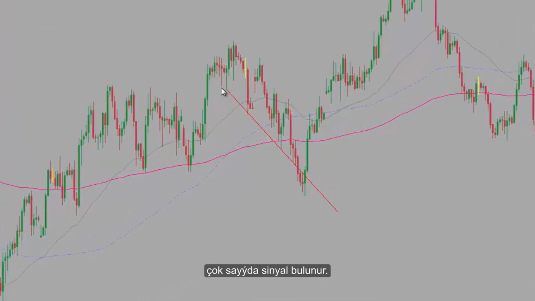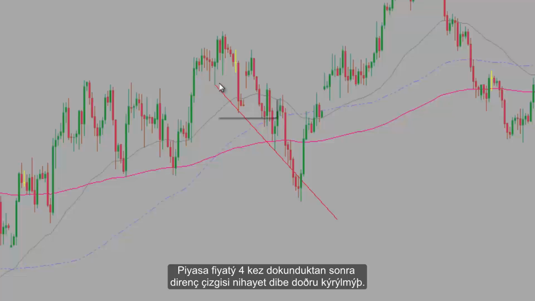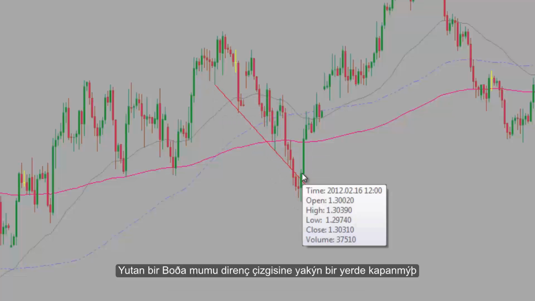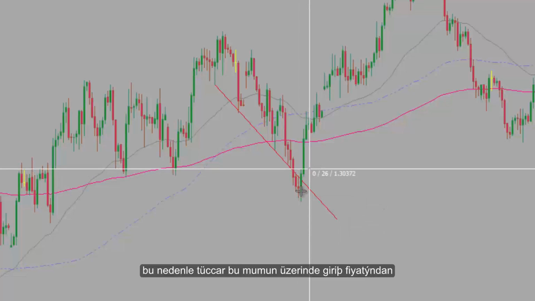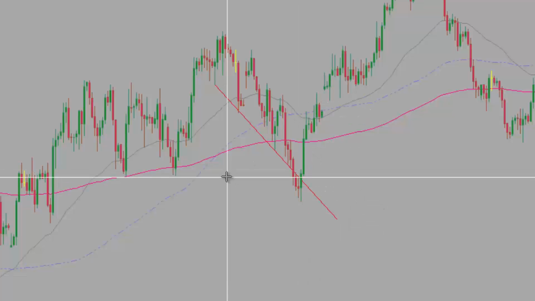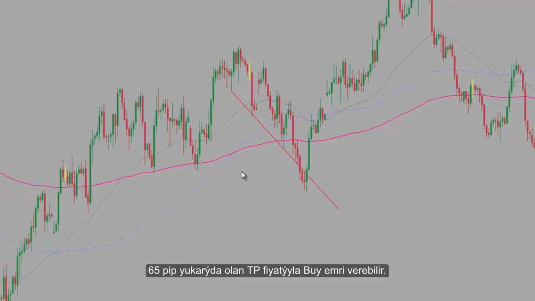There are numerous signals generated by this strategy. Like this example, after 4 hits by the market price, the resistance line was finally broken towards the bottom. A bullish engulfing candle has closed over the resistance line. Thus, a trader could place a buy order over this candle with TP price 65 pips higher than the entry price. A powerful level was here too.